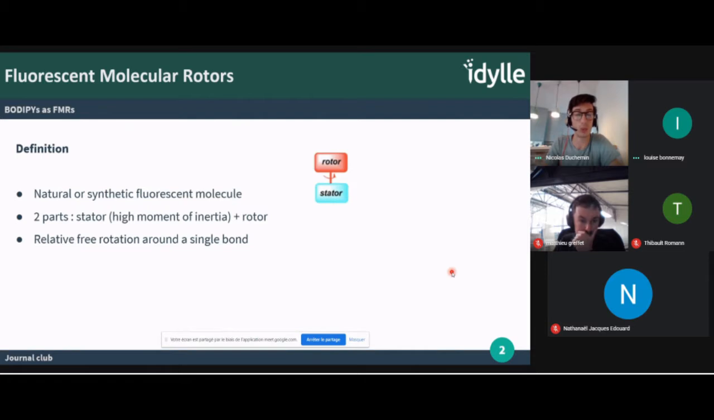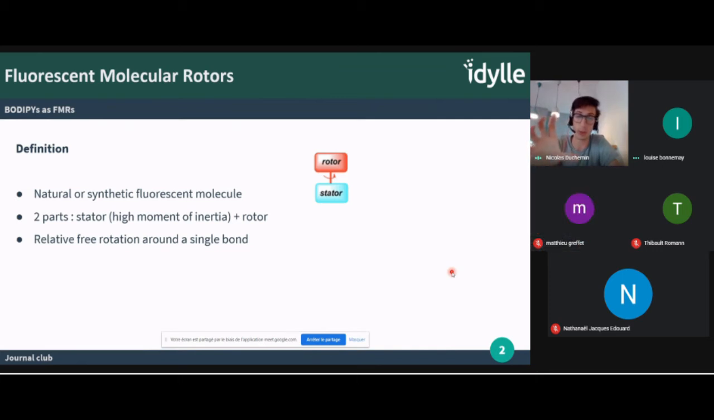It's quite complex to pronounce, so I'm going to call this FMRs, if you don't mind. An FMR is either a natural or synthetic fluorescent molecule. The idea is that it is composed of two parts. You have the stator that you can see in blue here, which is basically the biggest part of the compound. Physically speaking, it is the one with the highest moment of inertia. And you have the rotor, that is the red part here.